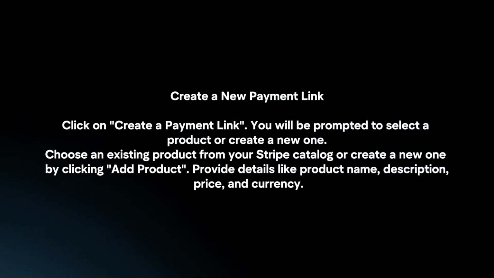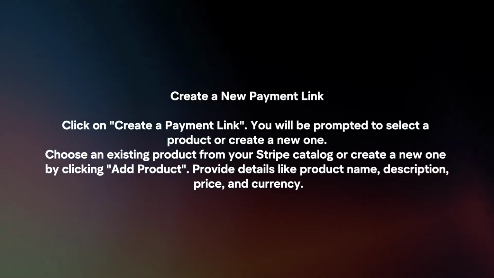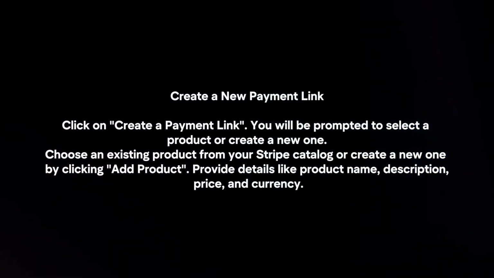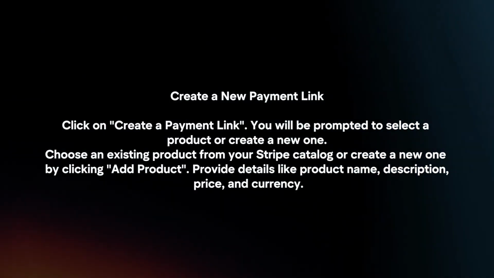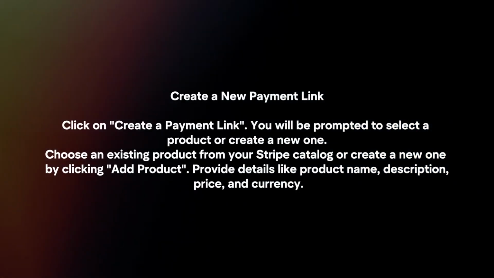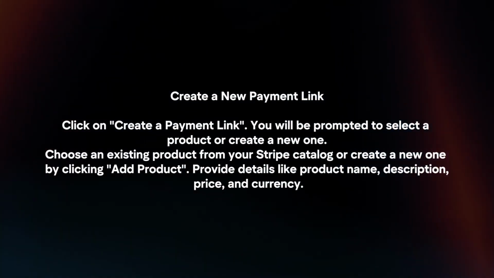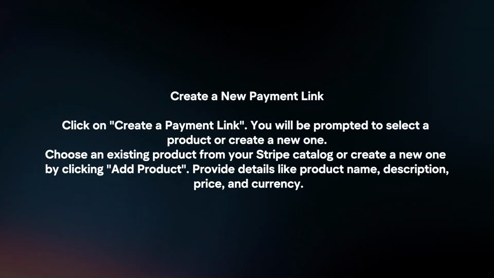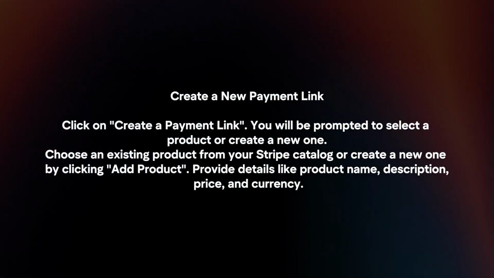Create a new payment link. Click on Create a Payment Link. You will be prompted to select a product or create a new one. Choose an existing product from your Stripe catalog or create a new one by clicking Add Product. Provide details like product name, description, price, and currency.